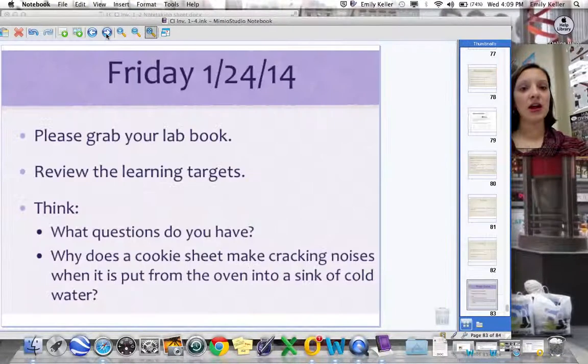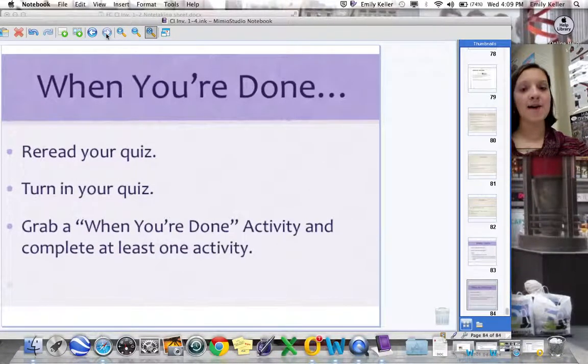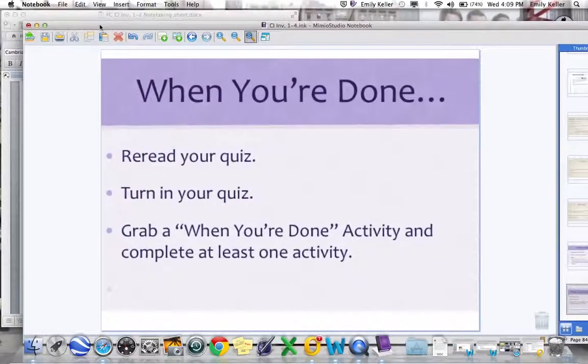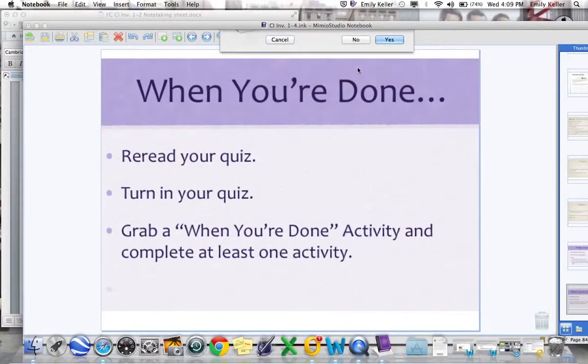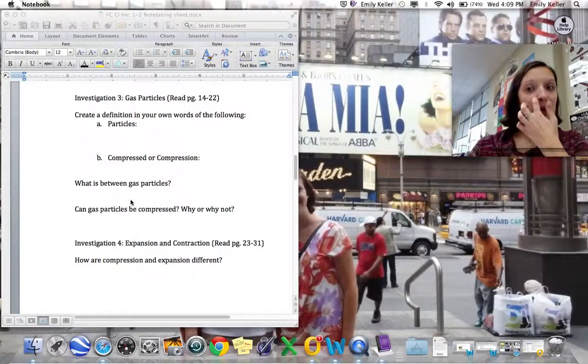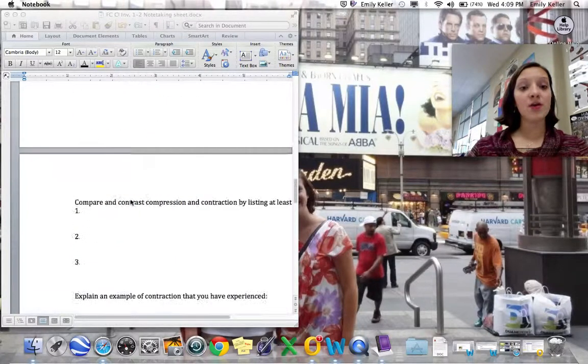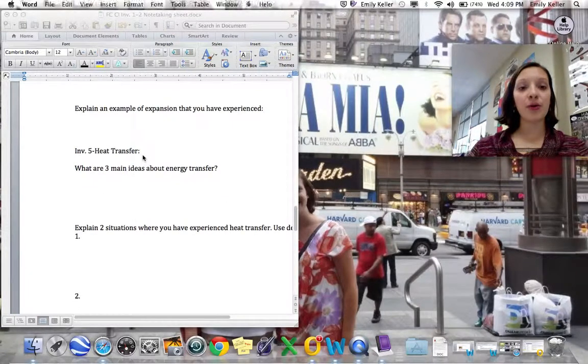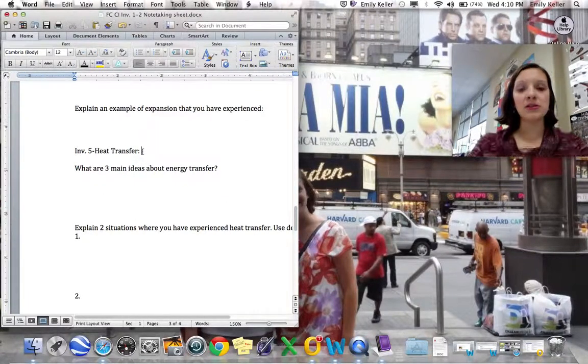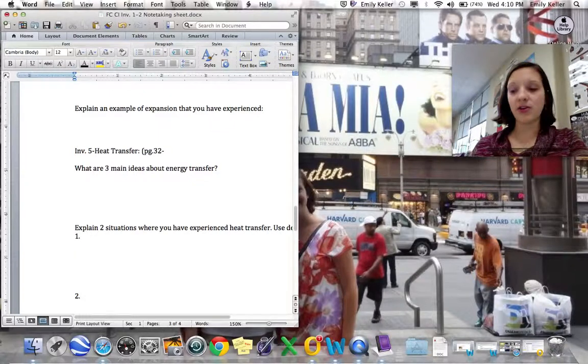Okay, moving right along. We are just blowing through this. Investigation 5 is what we're on right now, and Investigation 5 deals with energy transfer. So, when particles hit each other, there's going to be a transfer of energy. When you're reading through, on pages, I believe it is 32, I guessed it, 32 through 37.